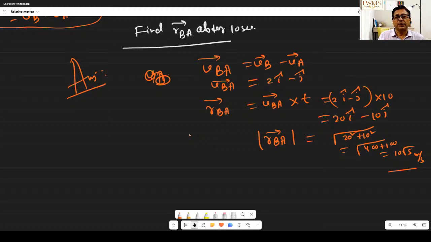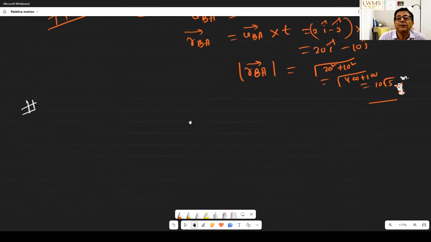Clear? I'll show you one more example. In 1D it is very easy, just direct subtraction. But in 2D, let us take another problem. Oh sorry, distance will be in meter. Extremely sorry, it will be meter. Correct. Now next one, we are going to solve this problem.